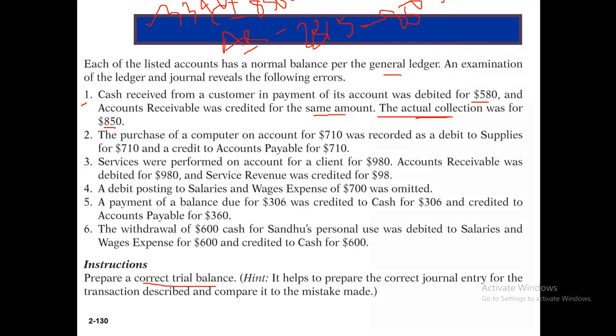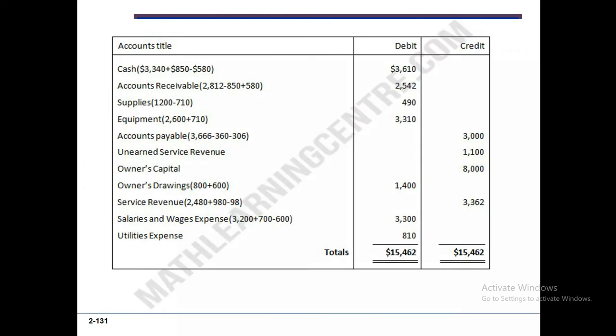But actually this is our actual collection 850, and this is the right posting. But wrongly we have posted a debit to cash 580 and credit to accounts receivable the same amount. So now this figure will be subtracted. That means the 580 we previously added, now it will be subtracted. And accounts receivable, previously subtracted, now 580 will be added. Okay, we can check it. I think it is clear to everyone.